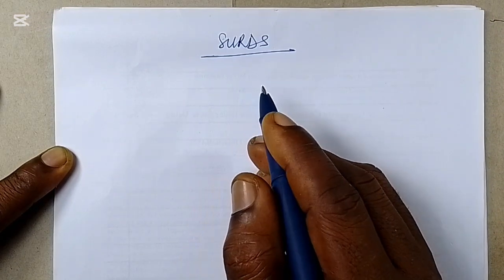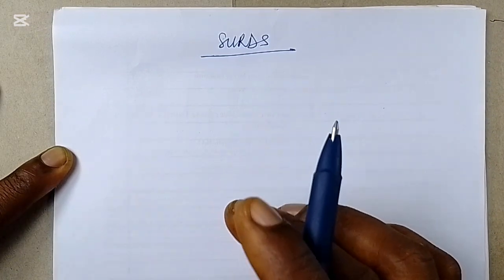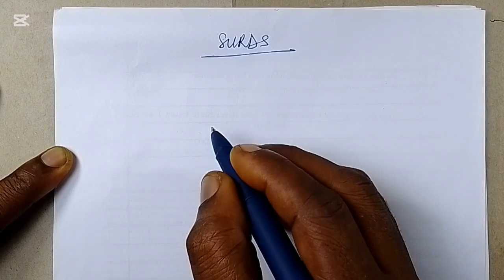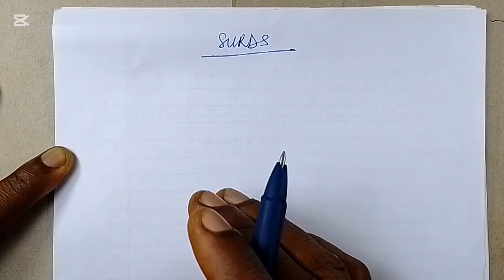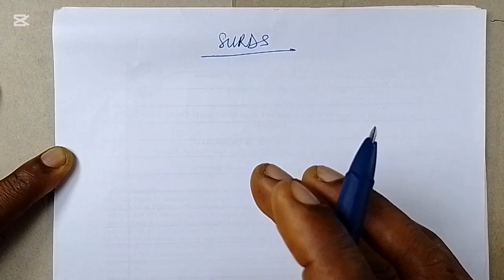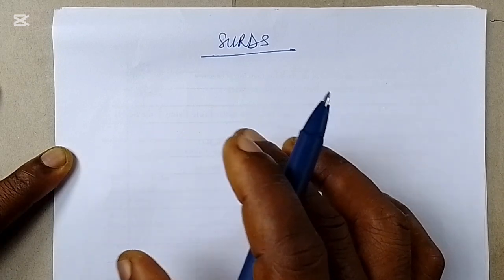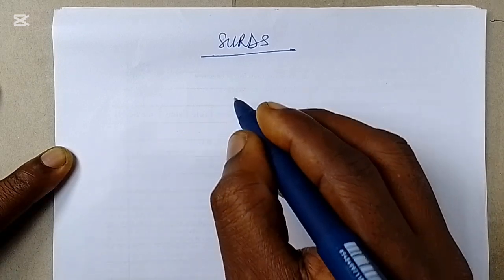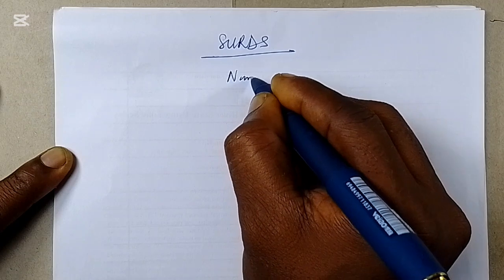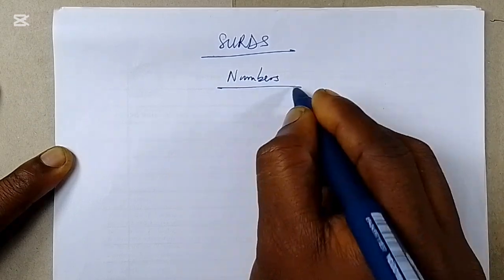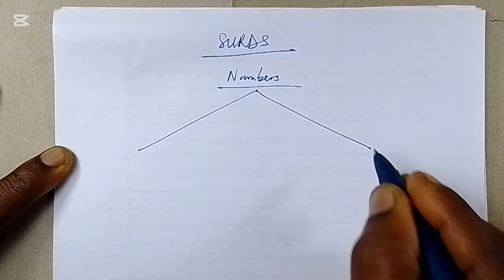Today, I shall be discussing swords and many subtopics under swords. So let us begin. The first thing needed in understanding swords is just a summary about numbers. Numbers are categorized basically into two.